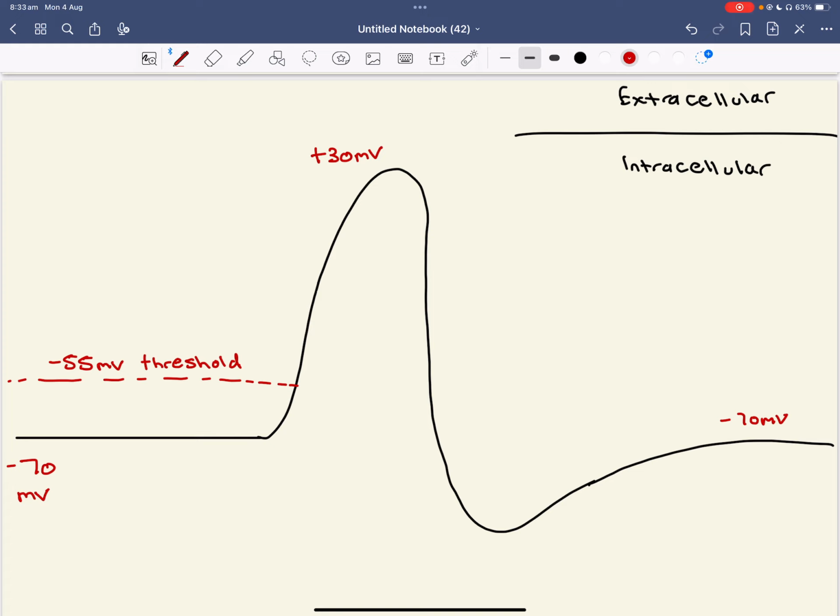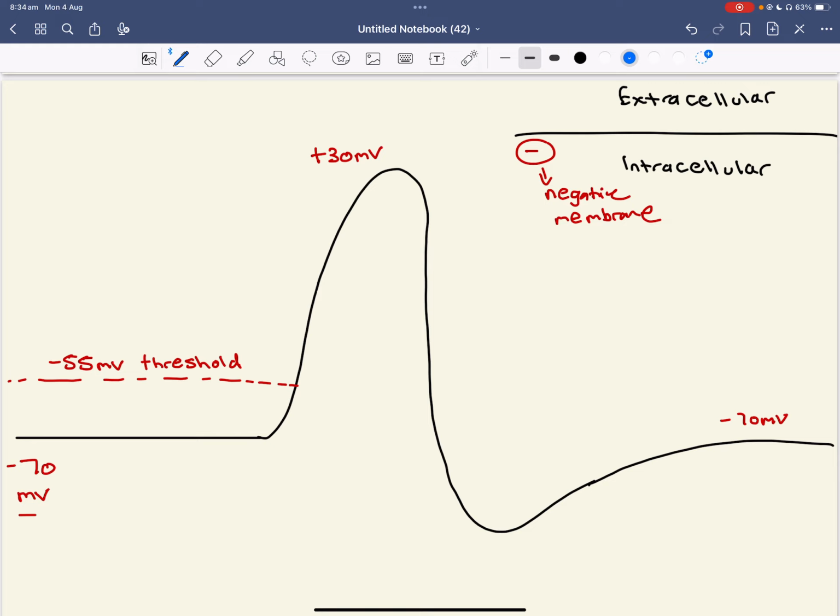Okay, so we've got the extracellular and intracellular. Generally, your intracellular has a negative membrane potential, as you can see here, negative 70 millivolts. I just want to make reference to negative 55 millivolts. If the action potential doesn't get to this threshold, an action potential will not occur. There are no partial action potentials or anything like that.